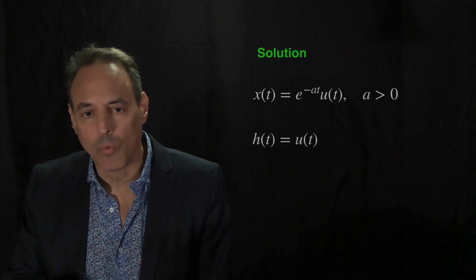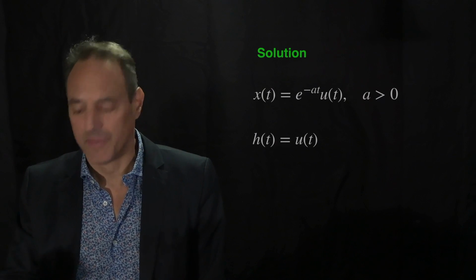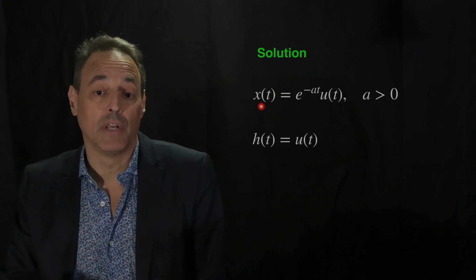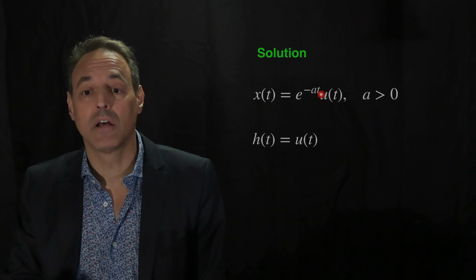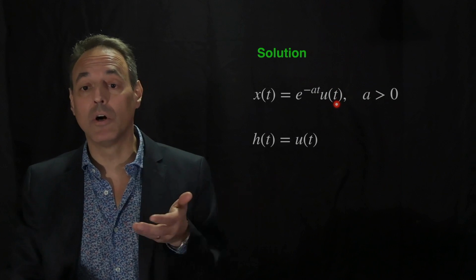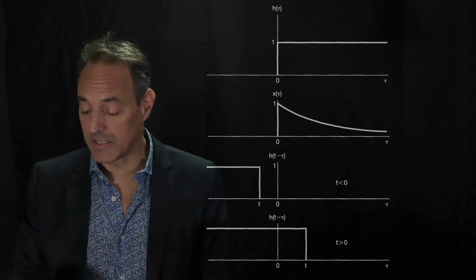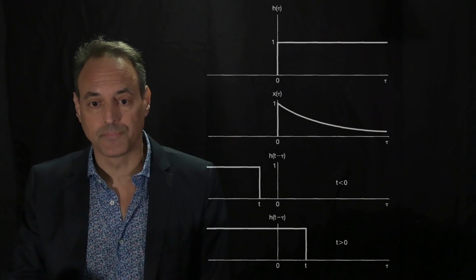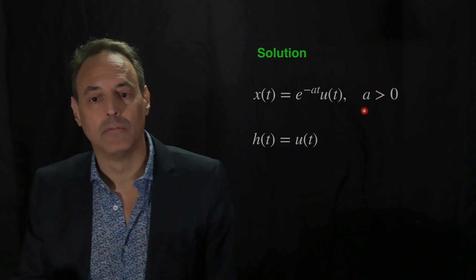Let's work this case out fully. First of all, here is what your input signal looks like. x of t is e to the minus a t times u of t. u of t, remember, is 0 for t less than 0 and 1 for t greater than 0. So that's this curve right here. That is x of t. And here we're going to assume that a is greater than 0 and real.